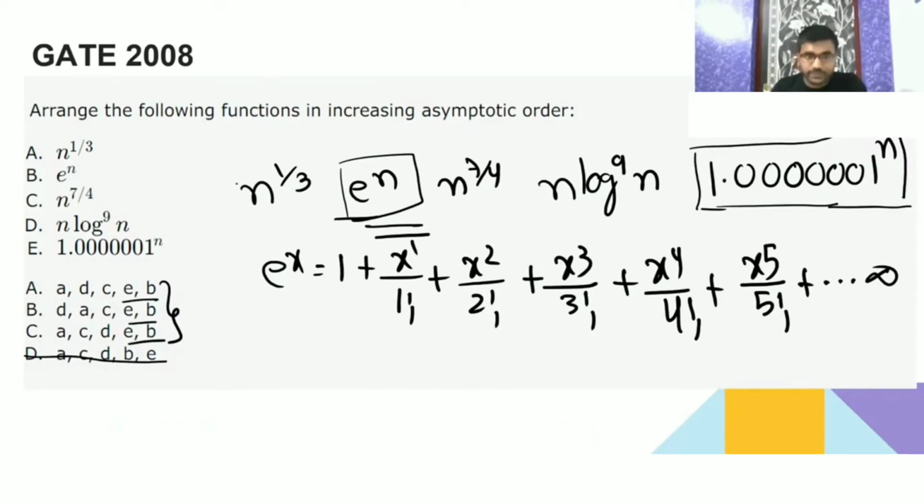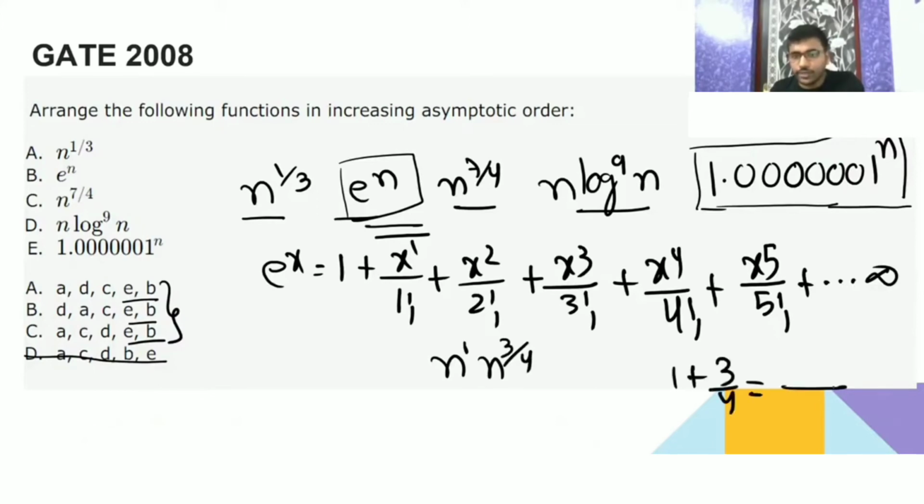Fine. Now between these 3: n to the power half, n to the power 7 by 4, and n to the power log. So n to the power 7 by 4, you can write it as n times n to the power 3 by 4. See, 1 plus 3 by 4, if you do, you are going to get the exponent as 7 by 4.